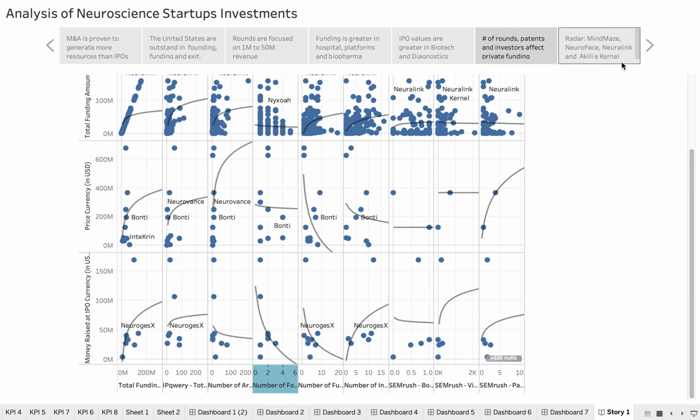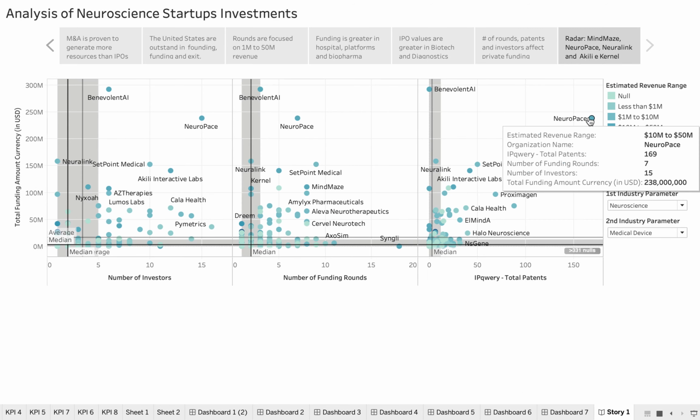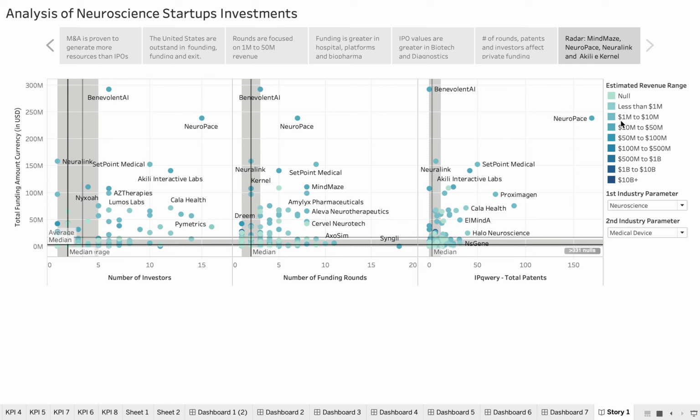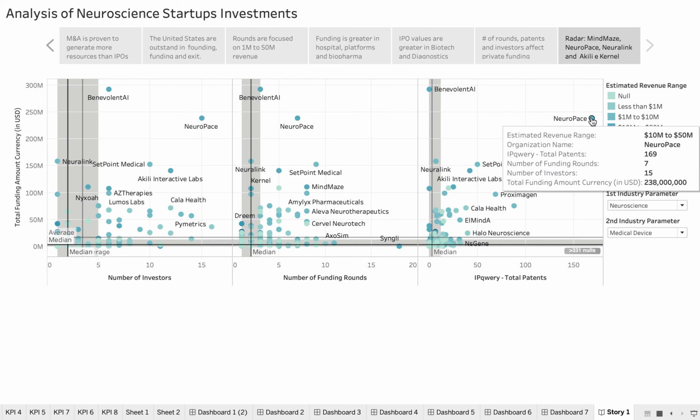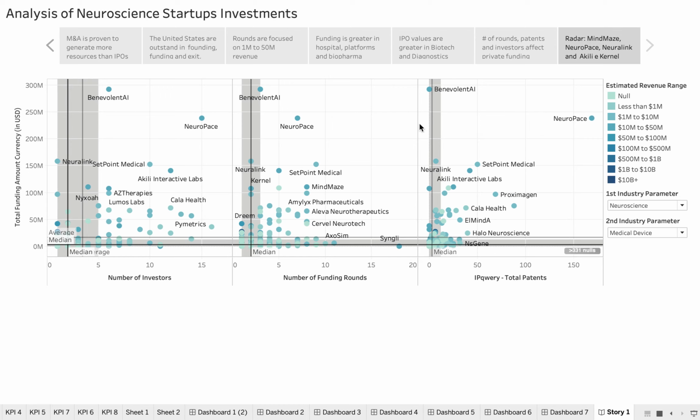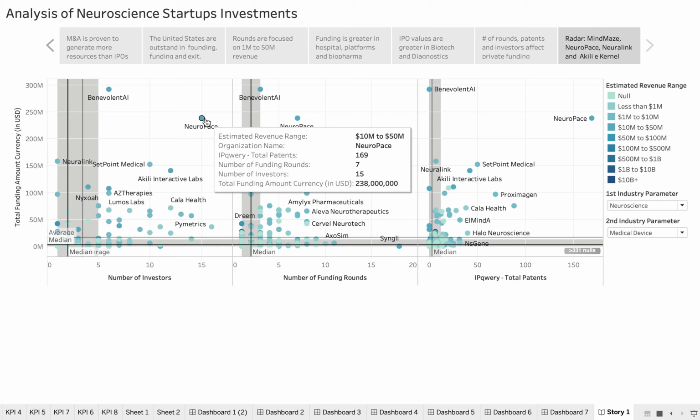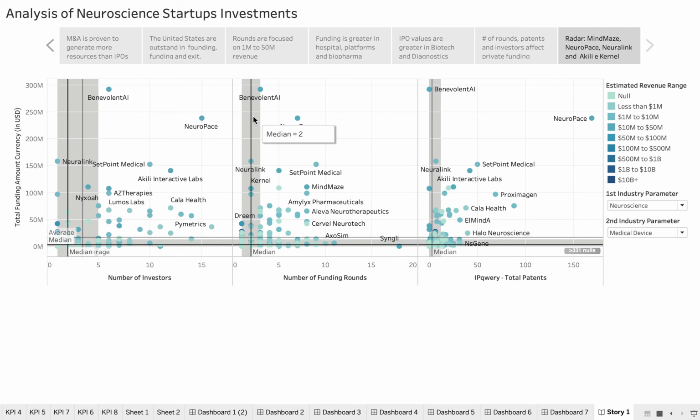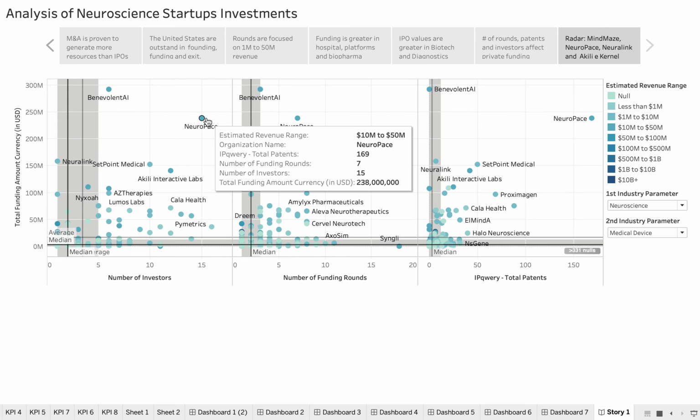So considering this, we decided to build a radar showing a few startups for the investors to keep an eye on. So Neuropace, for example, has an extremely high number of total patents, and has had only a few rounds. Of course, the idea would be fewer than 4 rounds, but still they're close to average. And they have a higher number of investors, but of course, we did only a simple trend line, so maybe the higher number of investors won't affect that much.